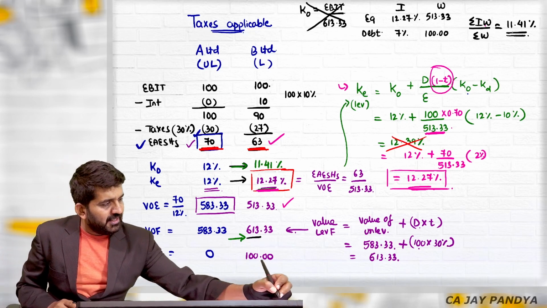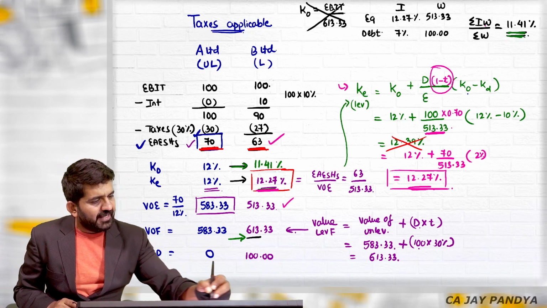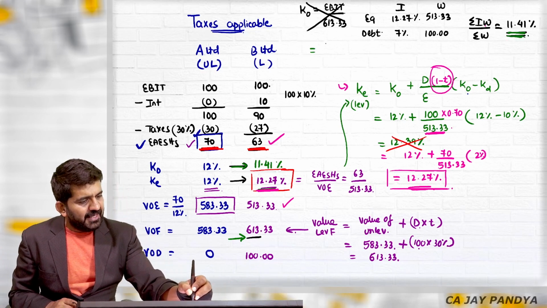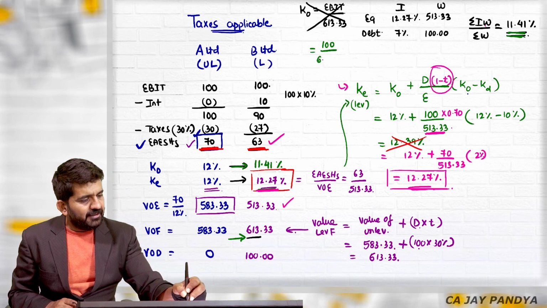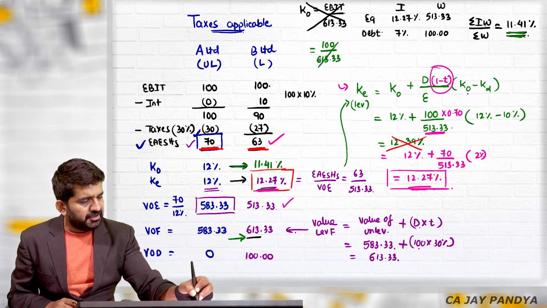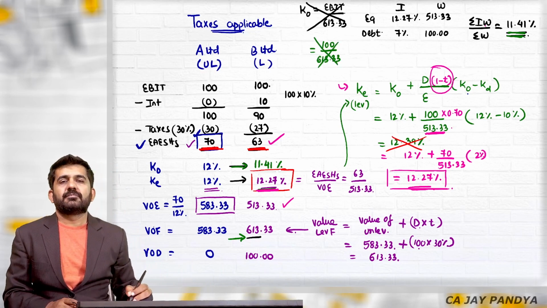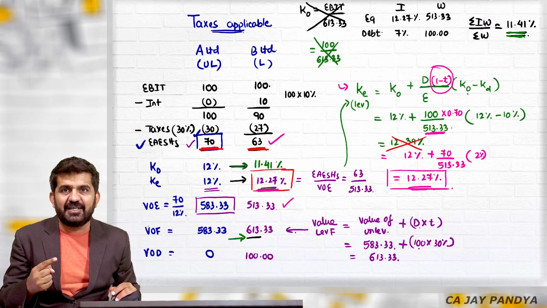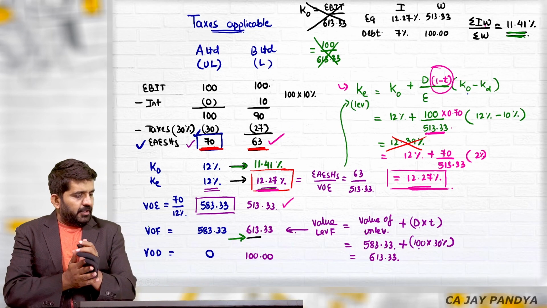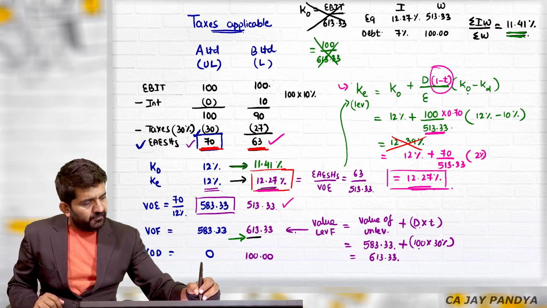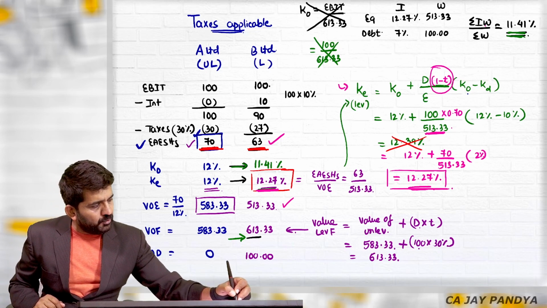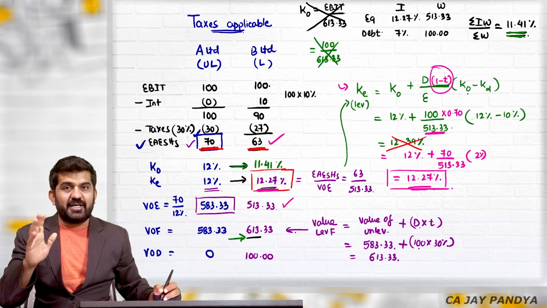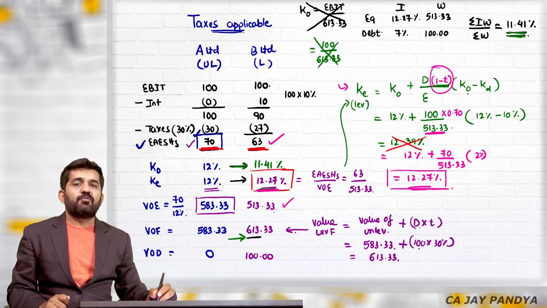Sir, can I get this 11.41 by EBIT divided by 613.33? The answer is no. Why? In EBIT there are taxes. Alright. So whenever there are taxes, I will be multiplying 1 minus t in the numerator. That should be absolutely good for you all.